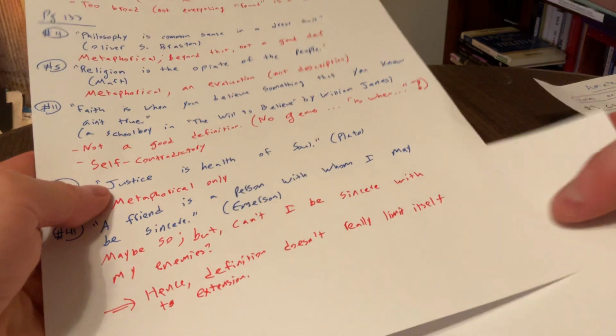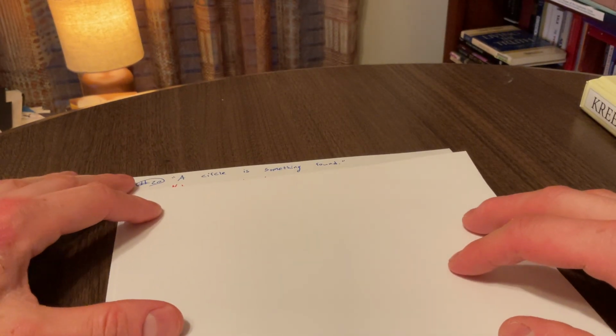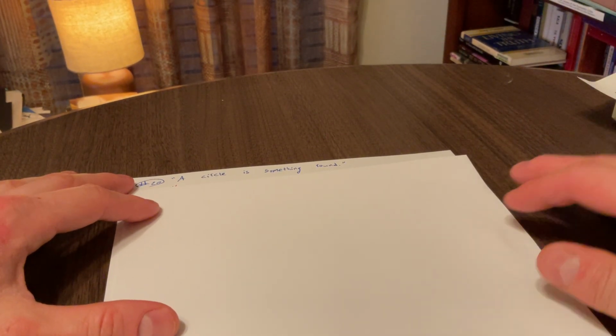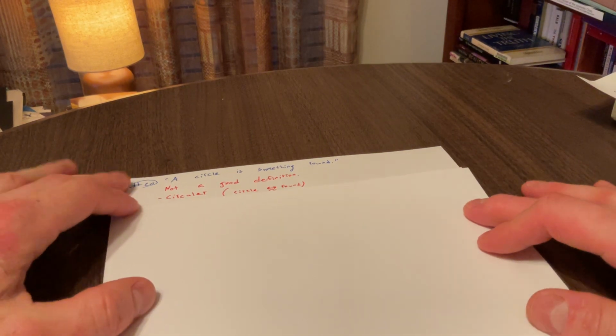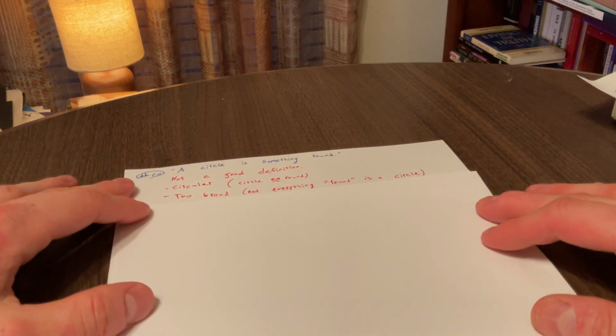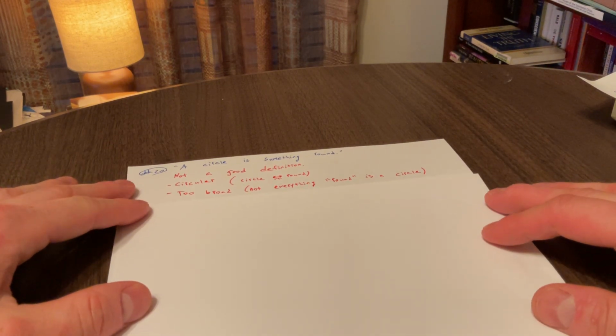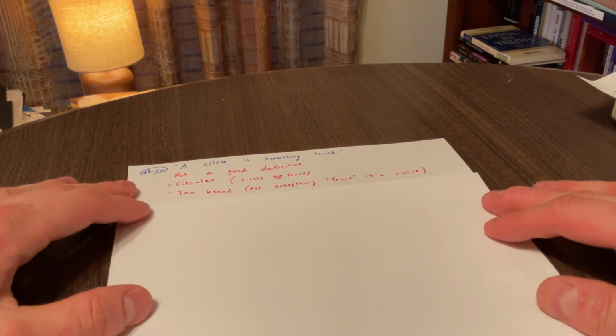So continuing on, just a few more. Number 20. So you can see why I'm more of a writer than I'm a speaker. But I'll try to improve. A circle is something round. Would that be a good definition? Well, it seems no, because it's circular, because something that's round and circle seem to go hand in hand. But even then, we might think it's too broad, because not everything round is a circle. You get something that's roundish that's not a circle, so that's not very good.